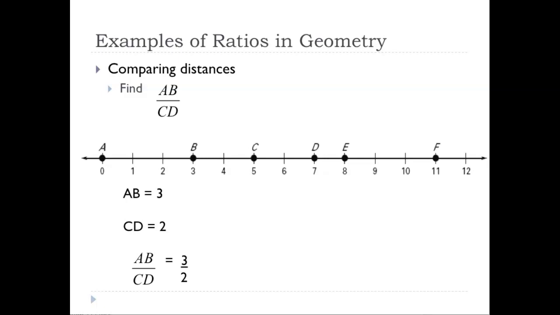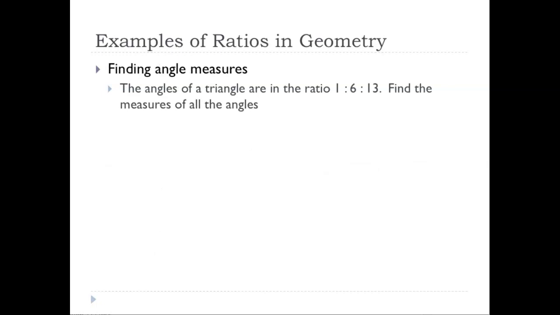You can also see ratios in geometry in an example like this, where you're trying to find angle measures. So you might be told that the angles of a triangle are in the ratio 1 to 6 to 13. Find the measures of all the angles. Now for something like this, you want to remember that because this is in simplified form, it doesn't mean that the angles of the triangle are 1, 6, and 13 degrees, but they are in that ratio. That means if I were to multiply each of those by a number, that could be the angles of the triangle. Now in this particular case, we know what the angles inside of a triangle have to add up to.